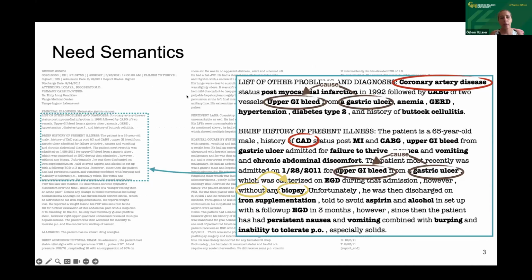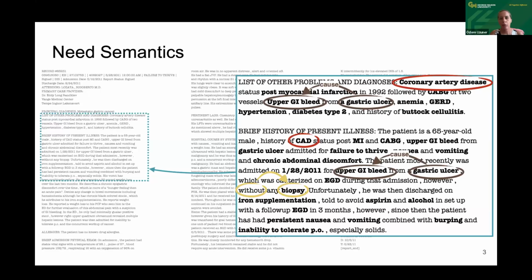We also need to be able to extract accurately that the upper GI bleed here is due to a gastric ulcer. The reason is known. So there is no need to think of these as two independent concepts in the context of this patient. They're very much related to each other.